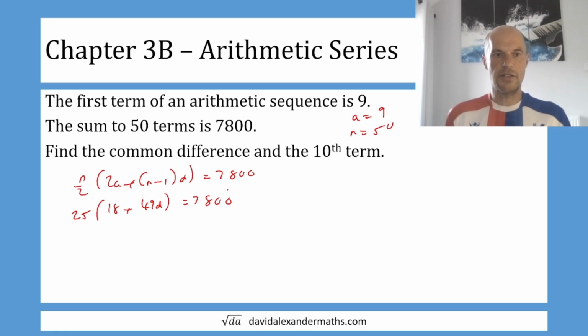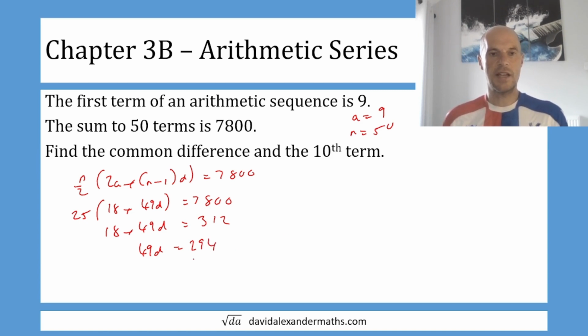So rather than expand the brackets, I'm just going to divide through by 25. So 18 plus 49d equals 312. Take away the 18, it's 294. So 49d is 294. Divide that by 49, and the common difference is 6. So d is 6. Okay, the 10th term.